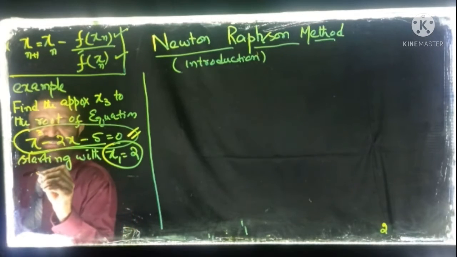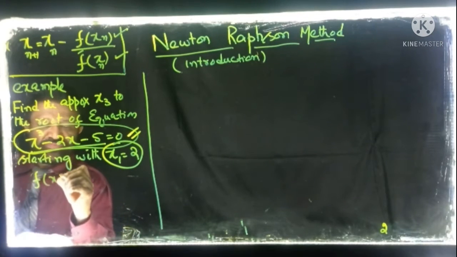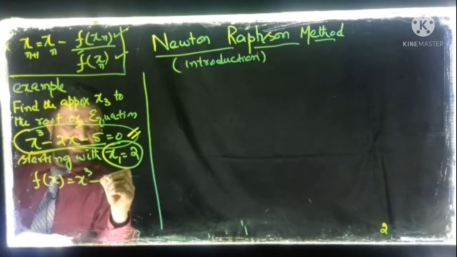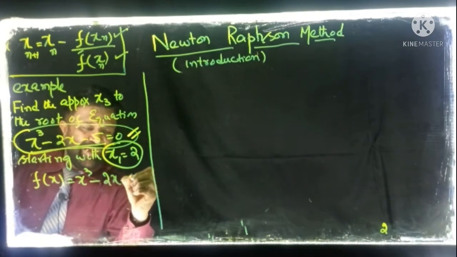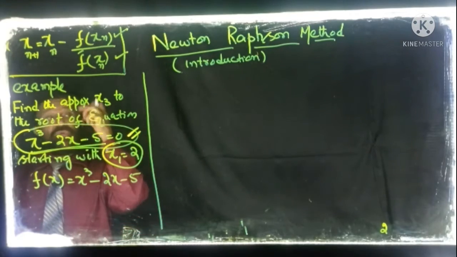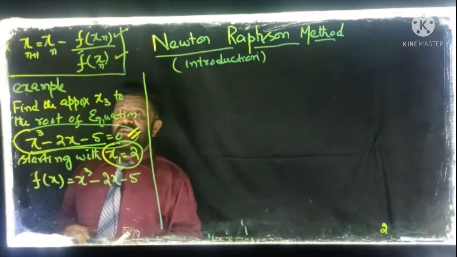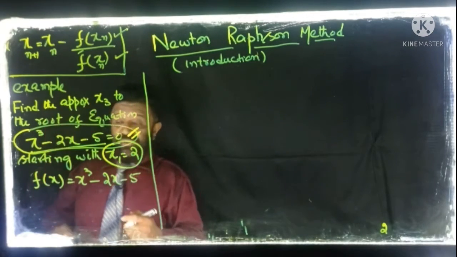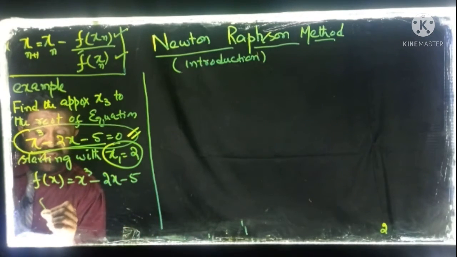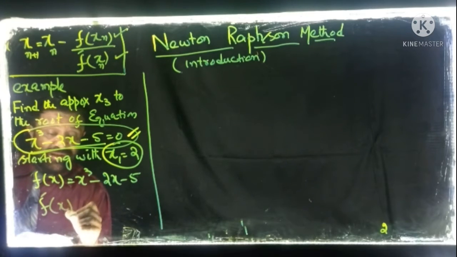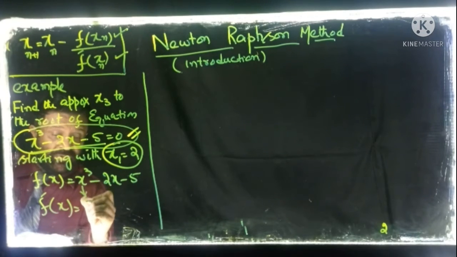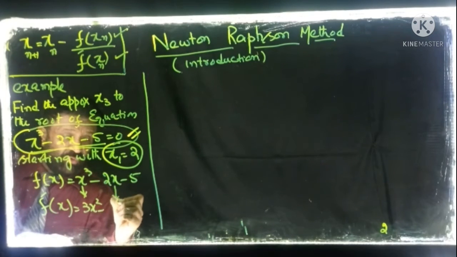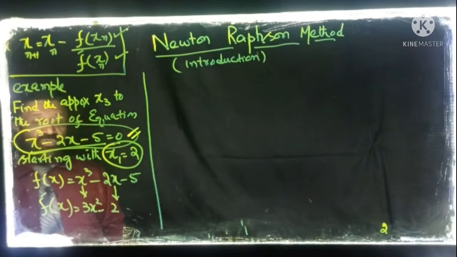So over here f(x) is equal to x cube minus 2x minus 5. According to this formula, we require its first derivative. So its first derivative f'(x) will be 3x square minus 2, since the derivative of 2x is 2 and of 5 is 0.